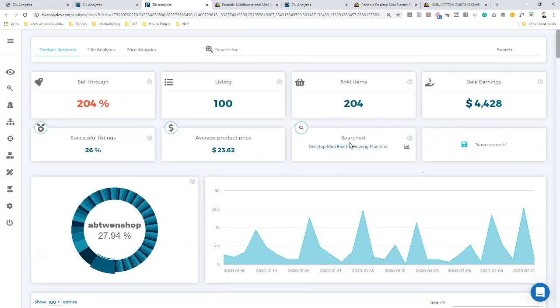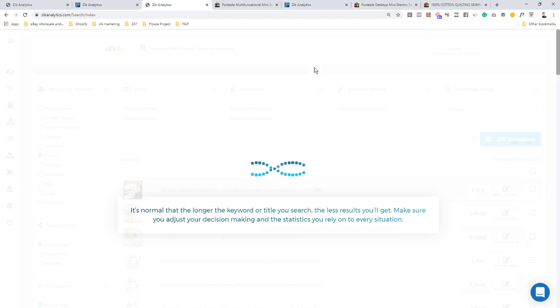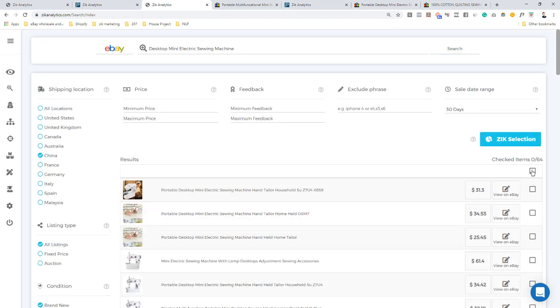Let's do the same search only from China again, because I see there are a lot of US sellers dominating the results on the allocation. Let's try to check only China. Let's see what we get. So we have fewer results from China, less competition in China, probably also less sales.